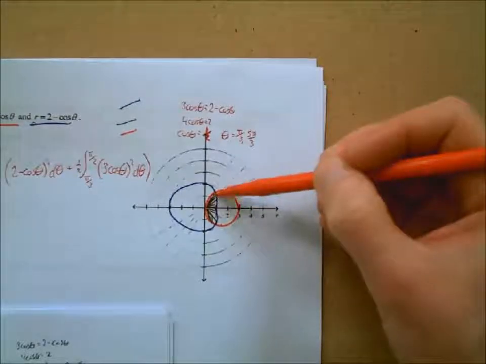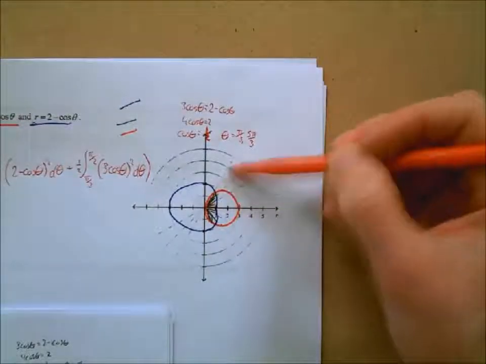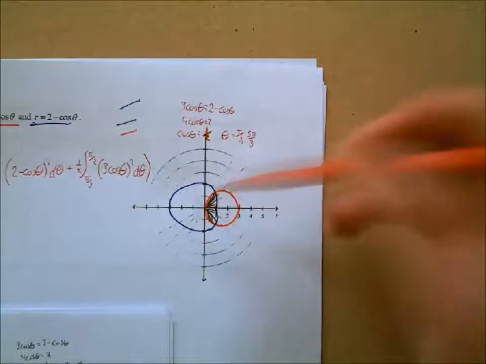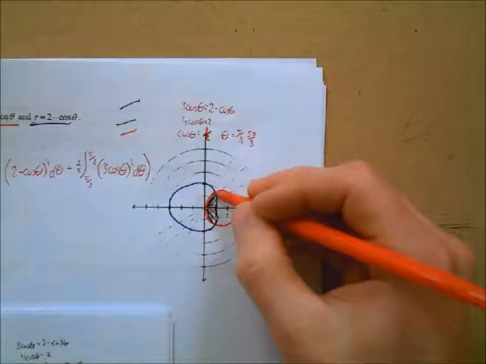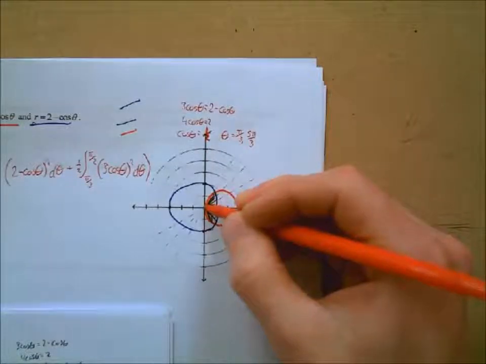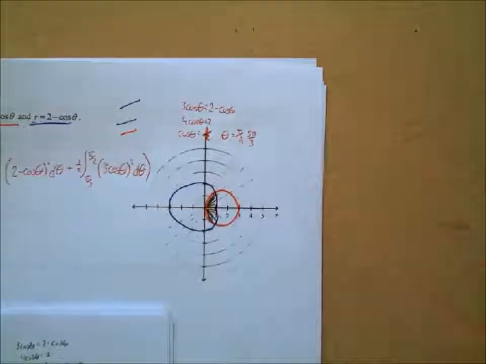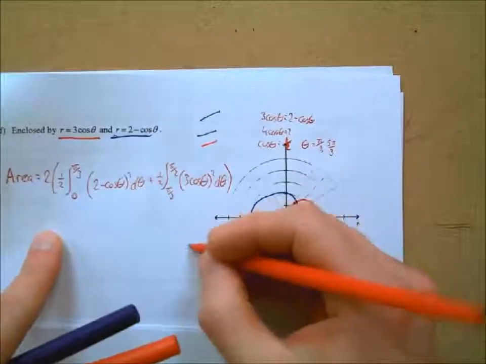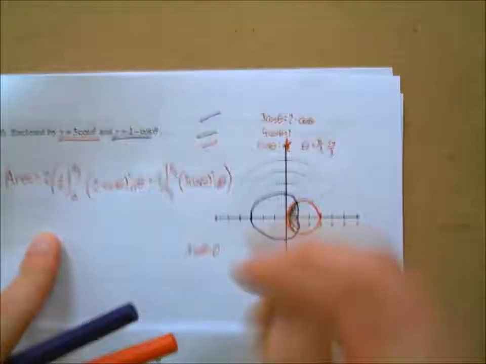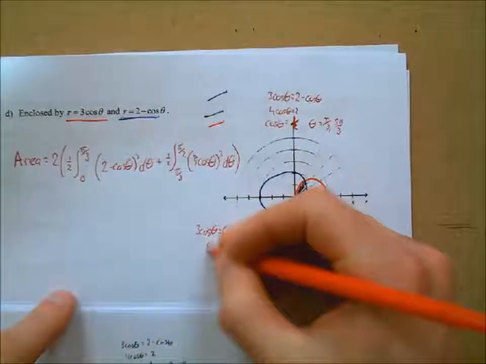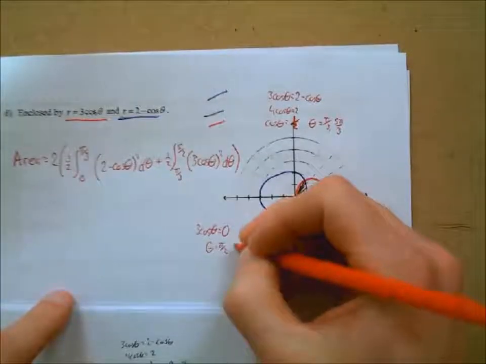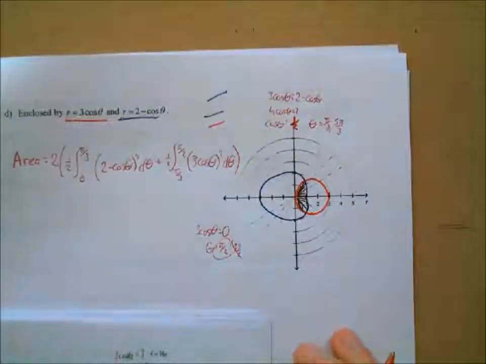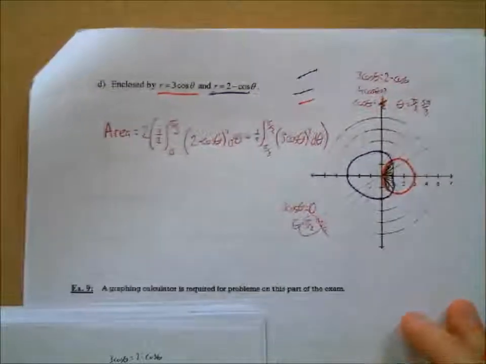And then we integrate from pi over 3 to what for the second integral? 0. Well, it's when r goes to 0, and how do we know when r goes to 0? It's pi over 2. If you want to check that, you can set the red curve, 3 cosine theta, equal to 0, and of course that's when theta is pi over 2, or 3 pi over 2. And we want the 3 pi over 2 one because that's where we are in the graph. So there's our answer using symmetry.